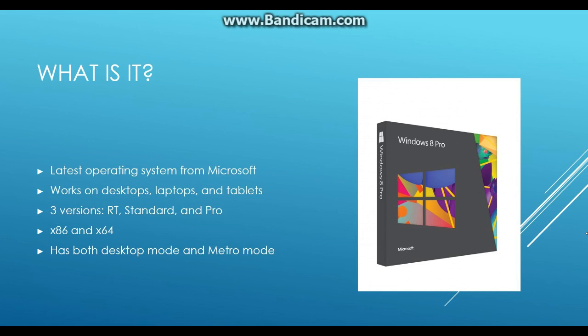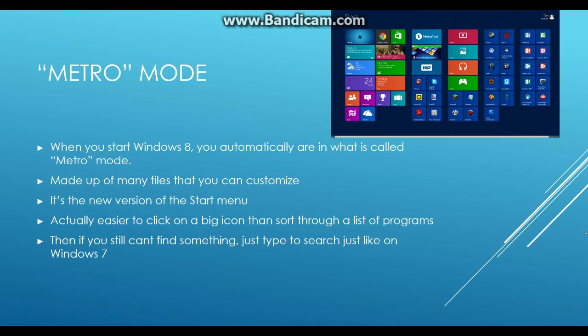Today we're going to be talking about Windows 8, new software from Microsoft. Latest operating system, works on desktops, laptops, and tablets. That's what they were aiming towards with their new release. It has 3 versions, RT, Standard, and Pro. It works for x86, which is 32-bit, and x64, which is 64-bit, and it has both desktop mode and the Metro mode, which we'll talk about later.